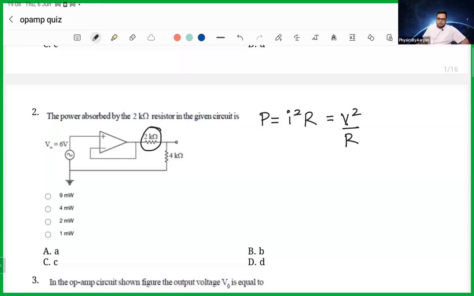Okay, let's see now what we can do. Here we have a 2 kilo ohm resistor, and we need either the current across this or the voltage across this. So I'm going to pause the recording and give you 2 minutes to think how you can do it. So try this.